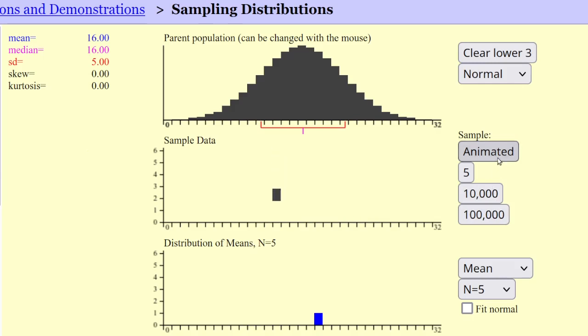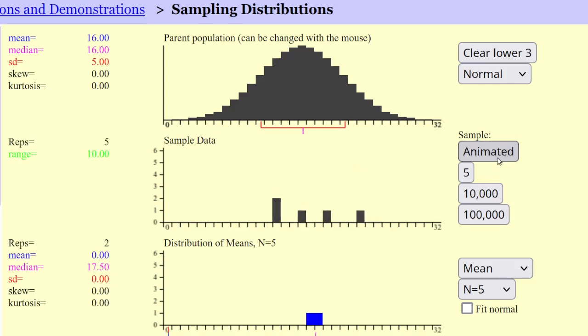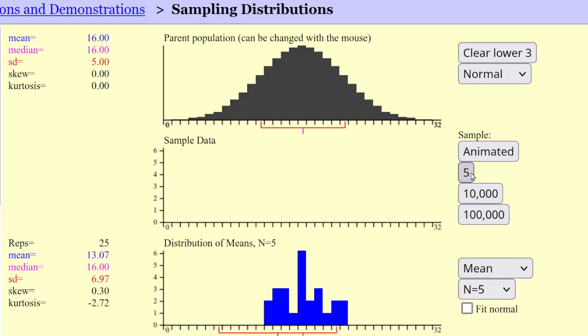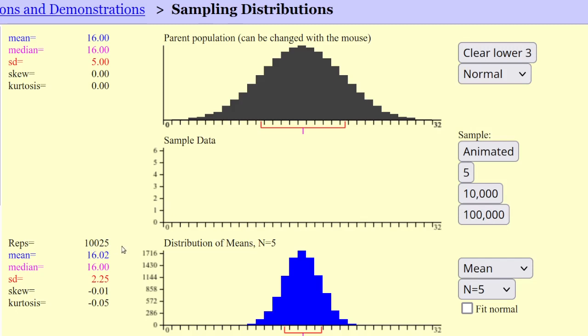But we can do this again. We can take a new 5 values from our population, and now we have a different mean. And we can do this again, and again. Maybe we'll do it 5 times quickly. So we just added 5 more sample means here, and another 5 times, and another 5 times. And what we start getting is a distribution of all these sample means. Now this is for 25 different sample means, but we can really quickly just add 10,000 of these. So this just simulated 10,000 more samples, and from each of those samples, a calculated sample mean. And here is our distribution of those 10,025 sample means that we have.